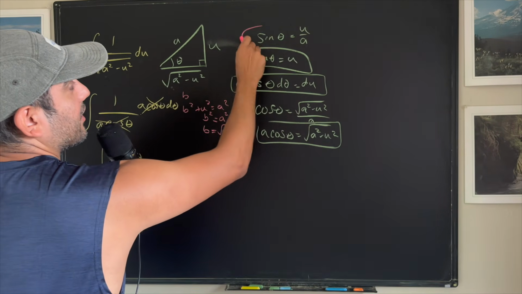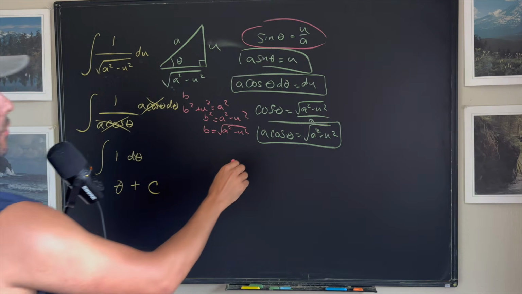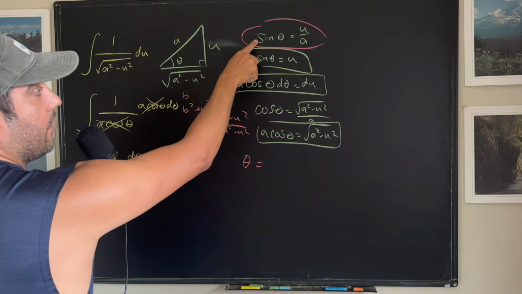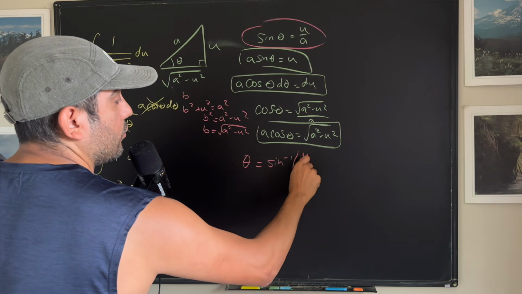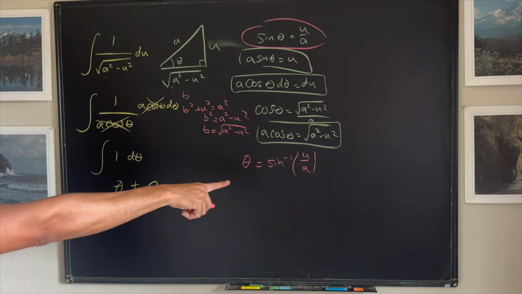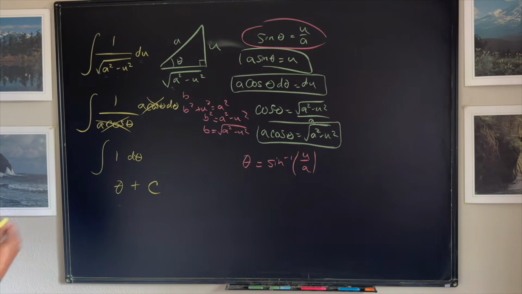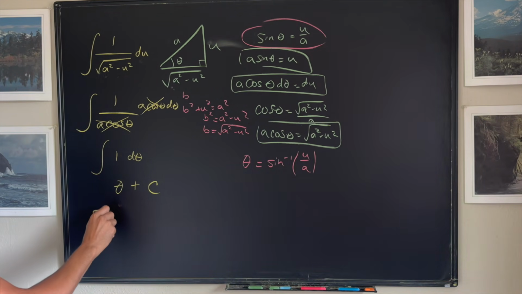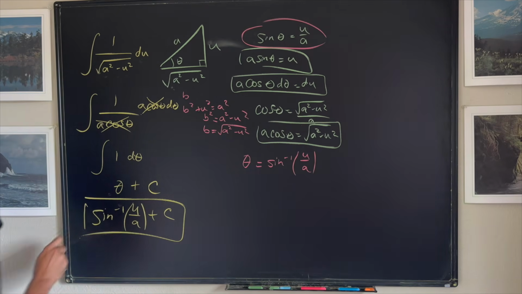Okay, we have sine theta is equal to u over a. Well, what happens if we take the arc sine of both sides? We would get theta on the left because we took the arc sine, and we would get arc sine of u over a, and that's exactly what theta is equal to. So let's go back to our integral over here, or the solution that we found, and instead of theta we get sine inverse of u over a plus your C, and that is the first solution.